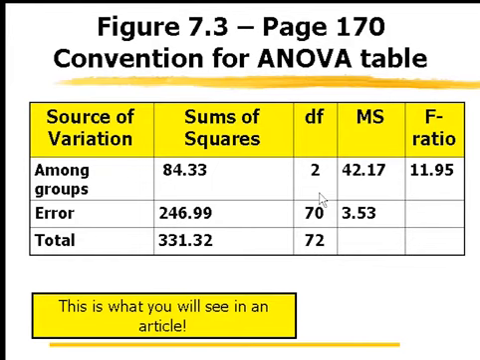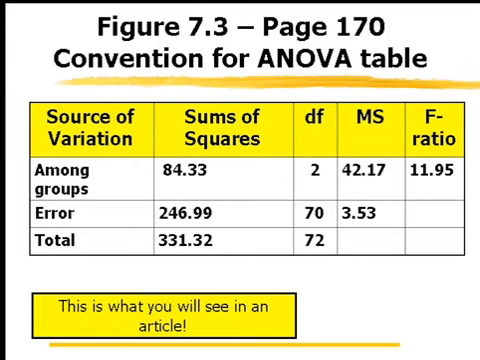So what happens is that 2 of the degrees of freedom are used in the among group. The remainder are in the error group. So it's the 73 minus 1 is 72, minus the 2 degrees of freedom gives you the numerator number. So that's how these 3 degrees of freedom are calculated. So again, the F ratio is 11.95 with the degrees of freedom of 2, 70.